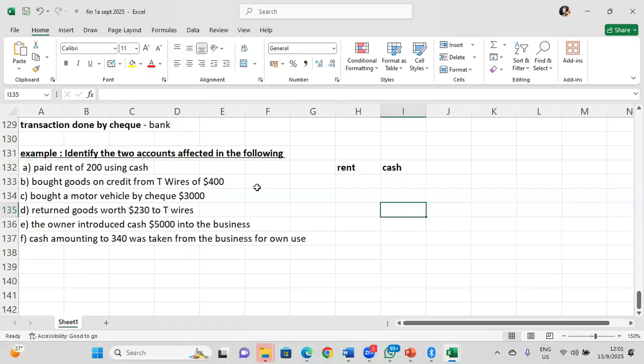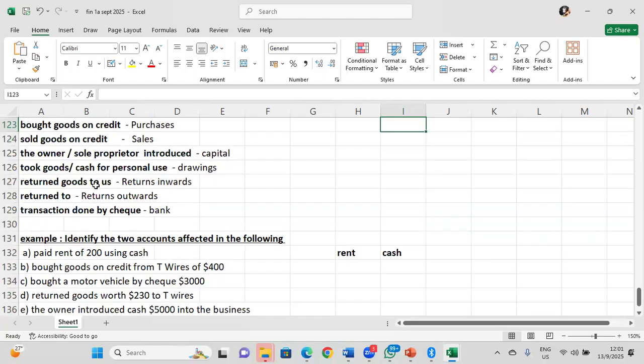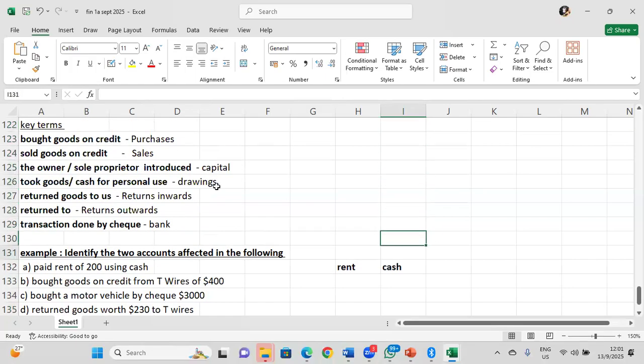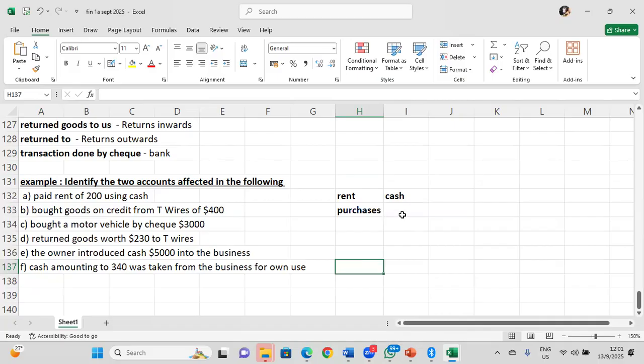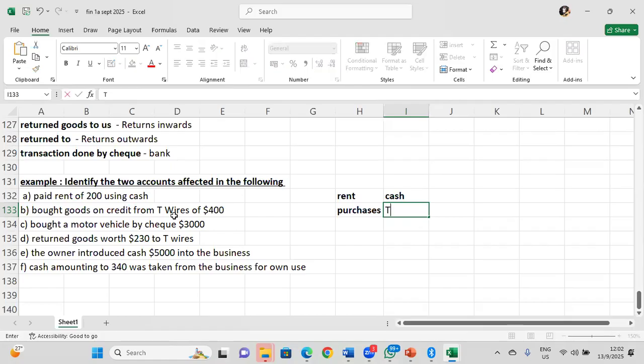Bought goods on credit from TYS. If we bought goods on credit, those are purchases. So the first account affected is purchases. What about the other one? If we bought on credit, we need to know who sold the goods to us. The other account is the name of the person who sold the goods. We bought goods on credit from TYS, so the other account is the TYS account.